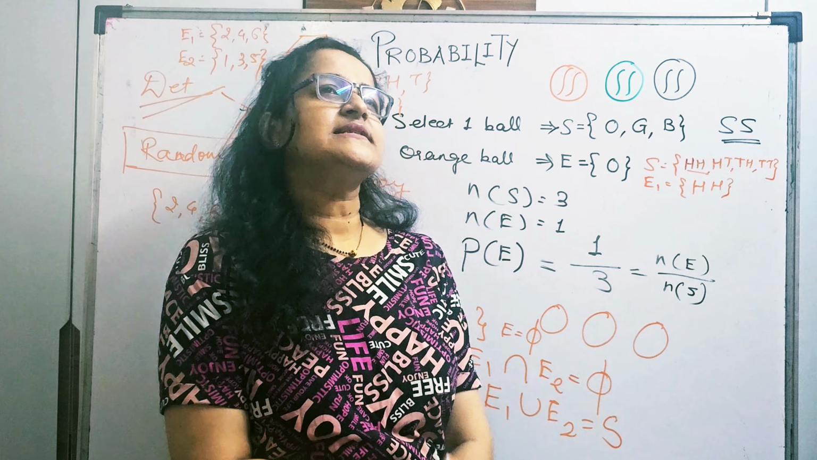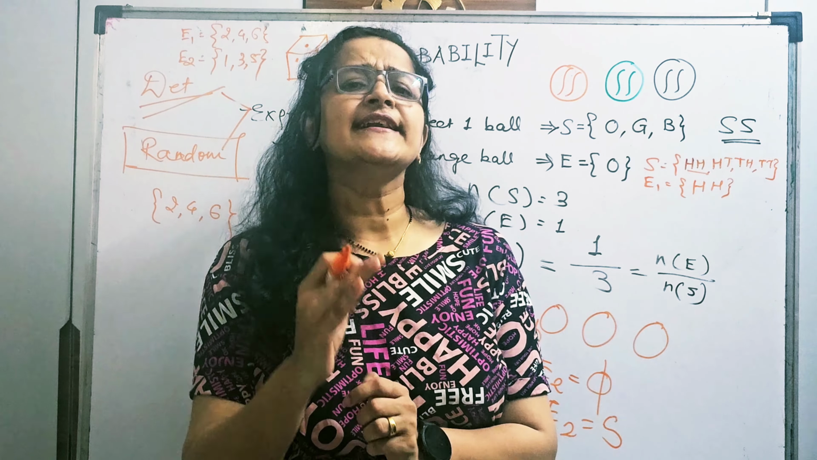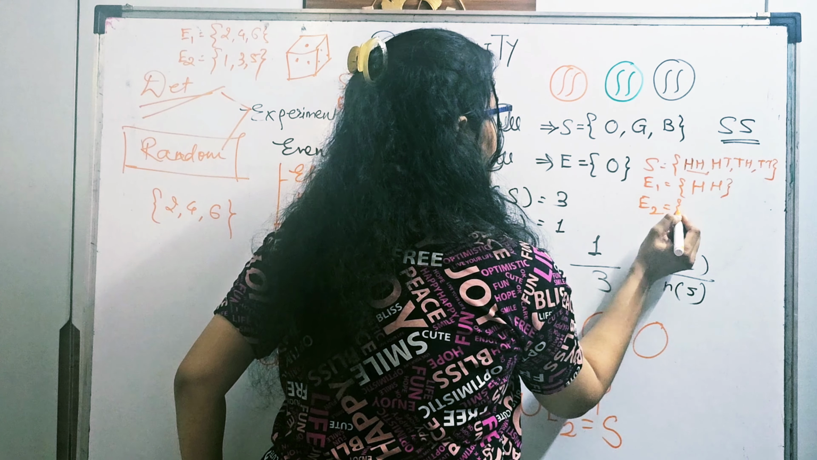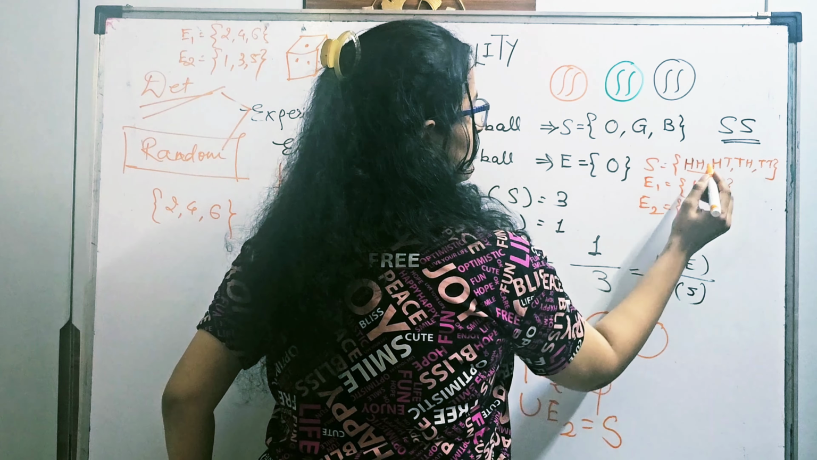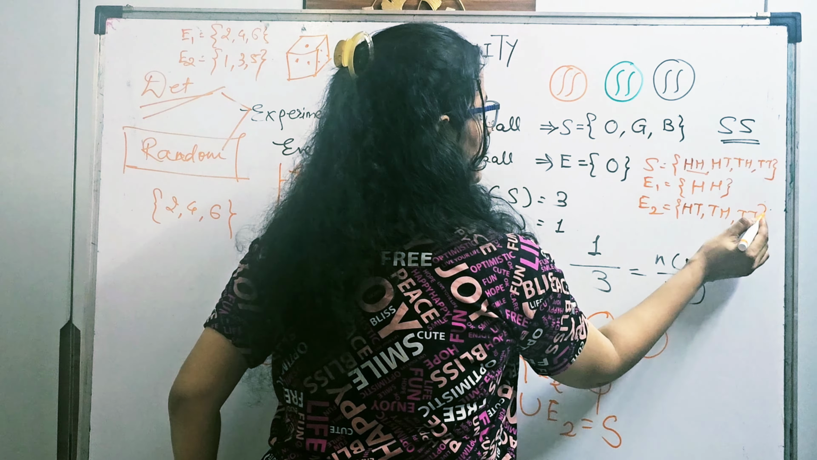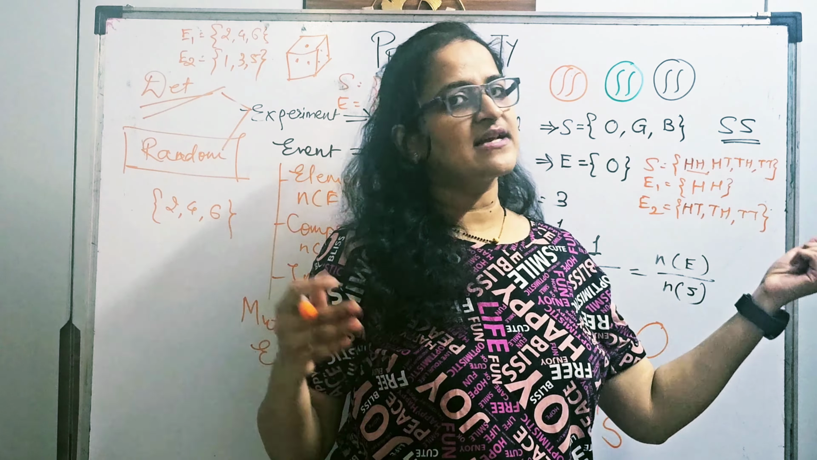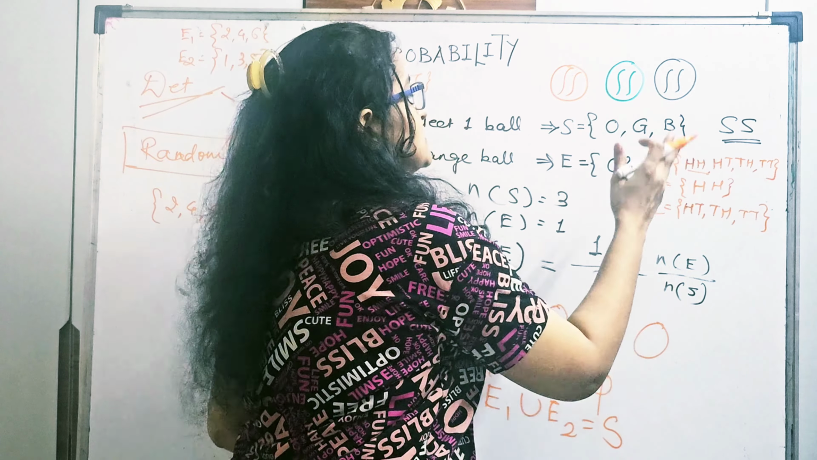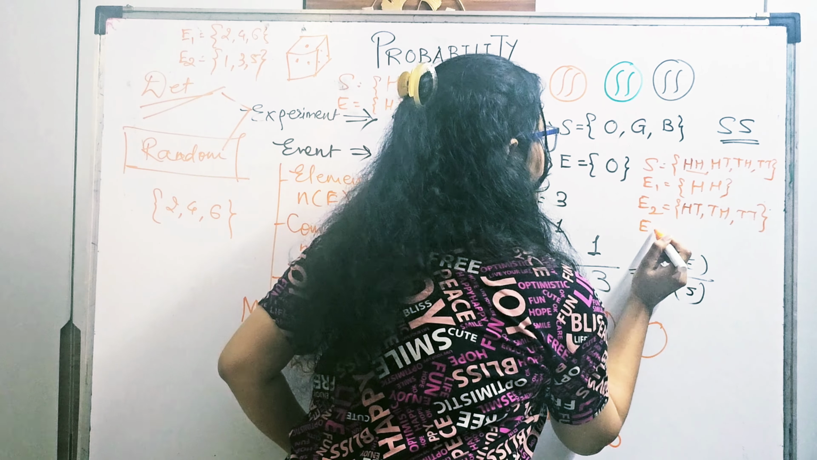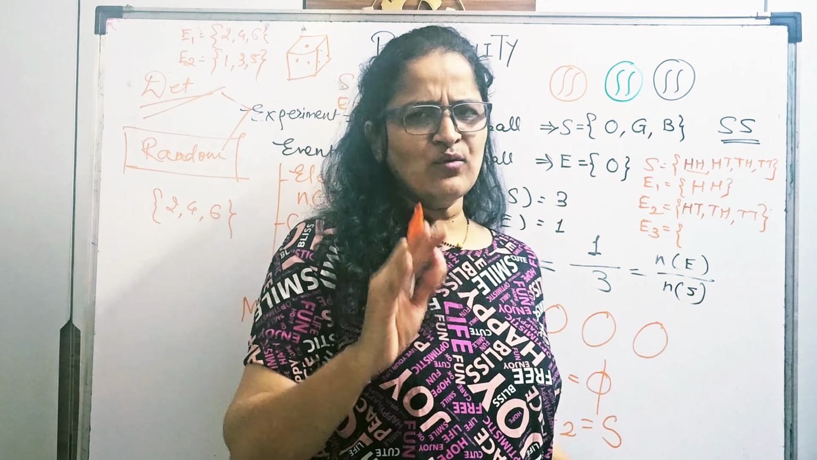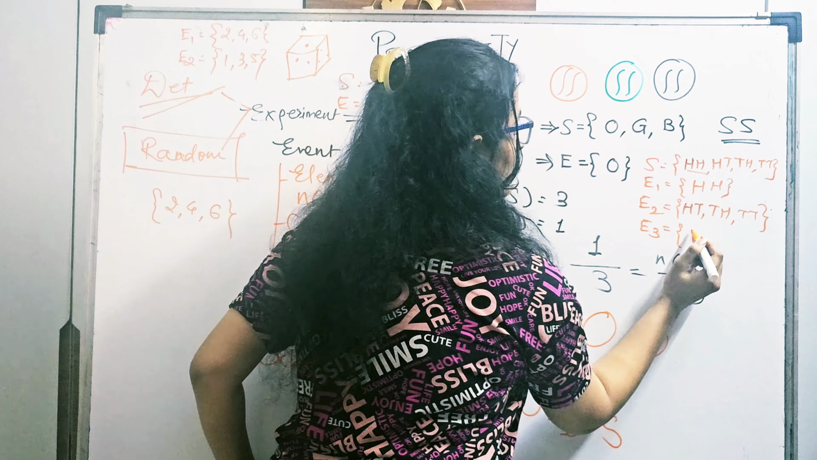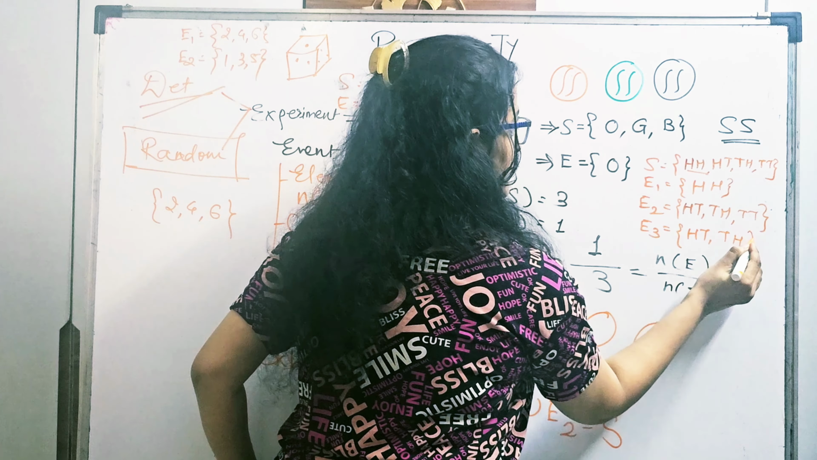Say I say the second event is I should have at least one tail. So what is going to be the outcome of this E2? It is going to be HT, TH and TT also, correct? At least one tail means more than one tail is also valid, right? So this is event E2. Now let's see, I say that in E3 I should have exactly one head. So what is going to be the outcome? HT or TH. You getting my point?